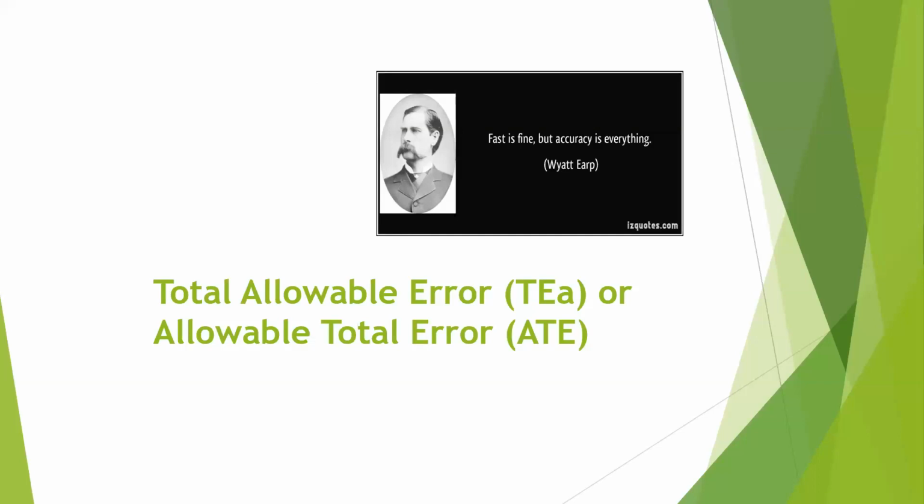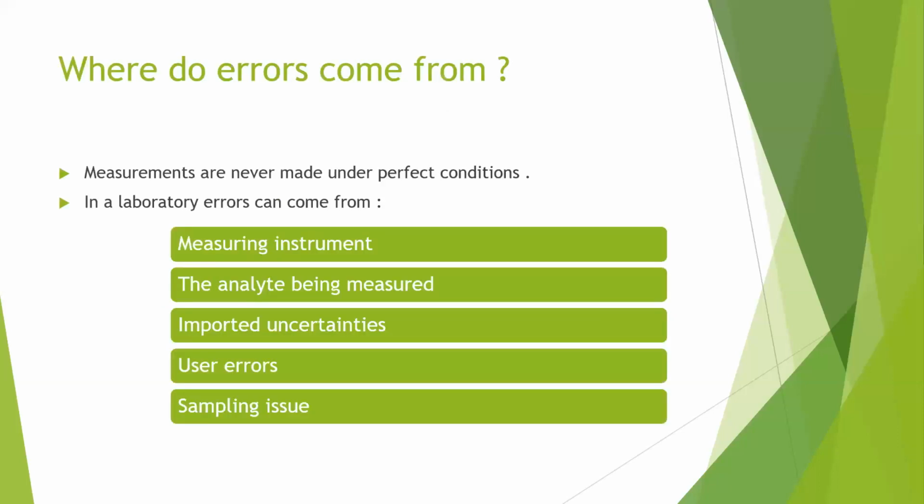So again, reiterating the point, in today's times, we have automation, we have sophistication. So fast is fine, but accuracy is everything. And I think it could not be more important than in healthcare, where in the lab, every tube is a patient. So accuracy is very important. We owe it to our patients to give them accurate reports. So hence the concept of total allowable error, or allowable total error, is very important.